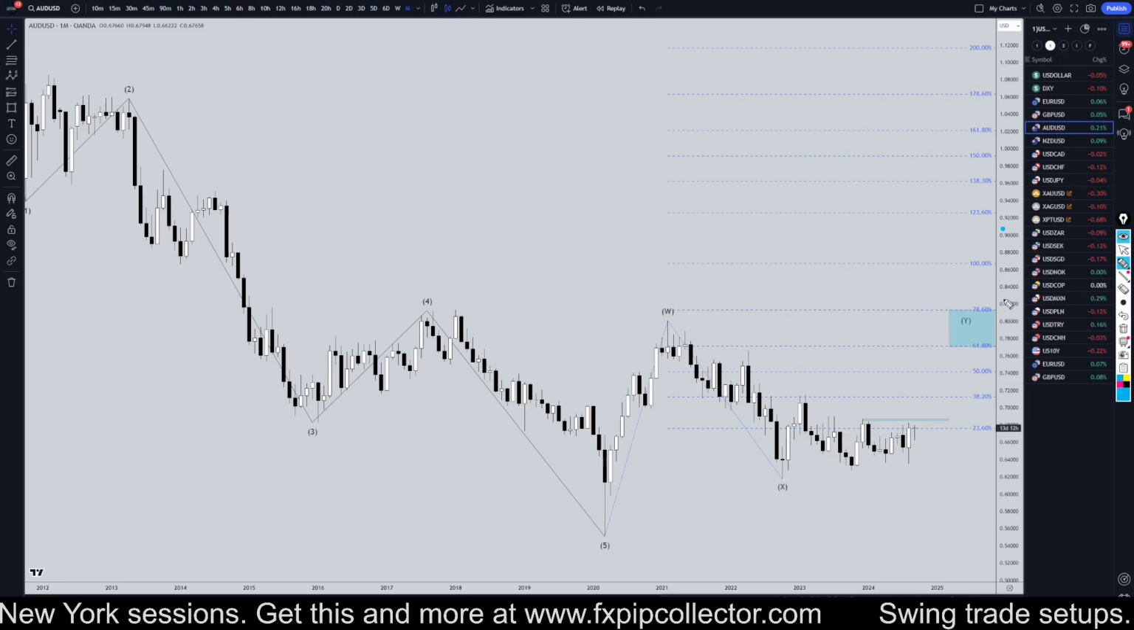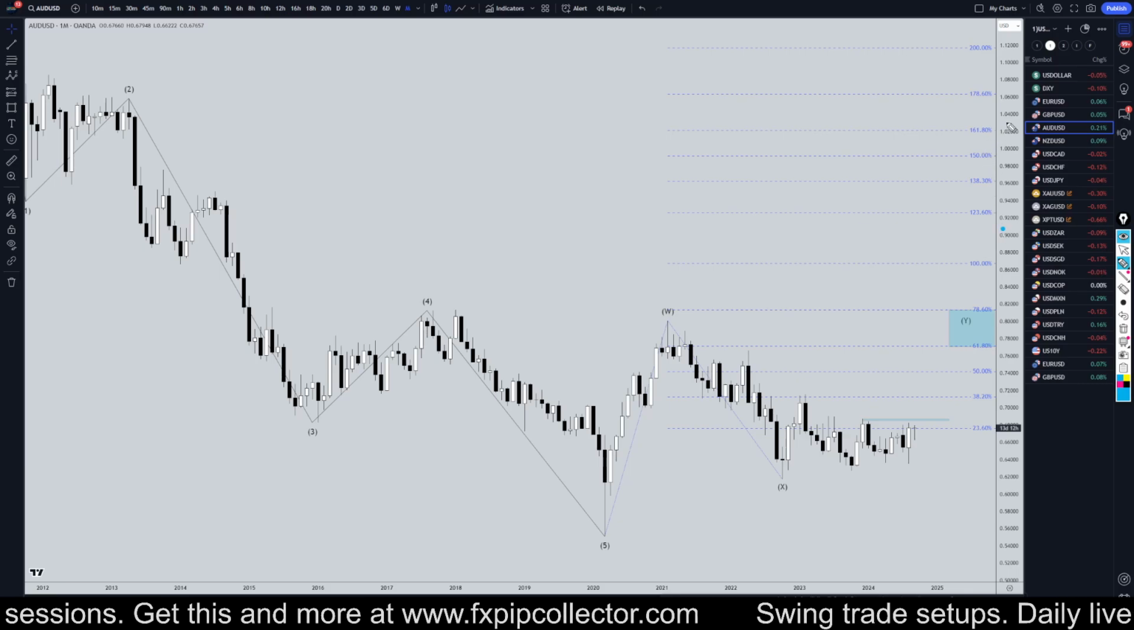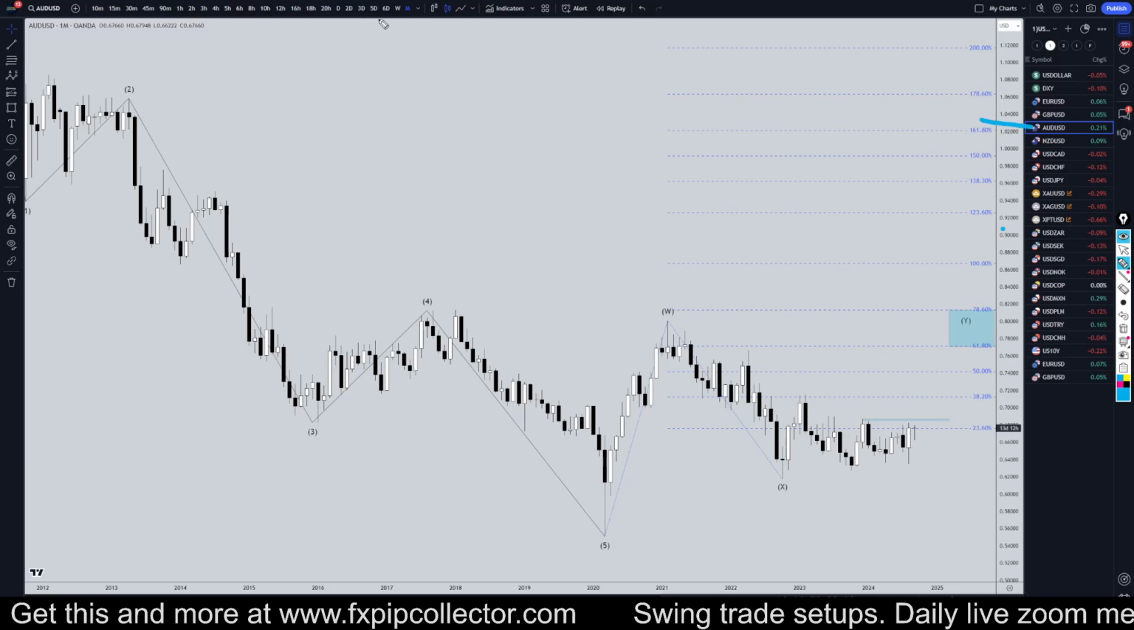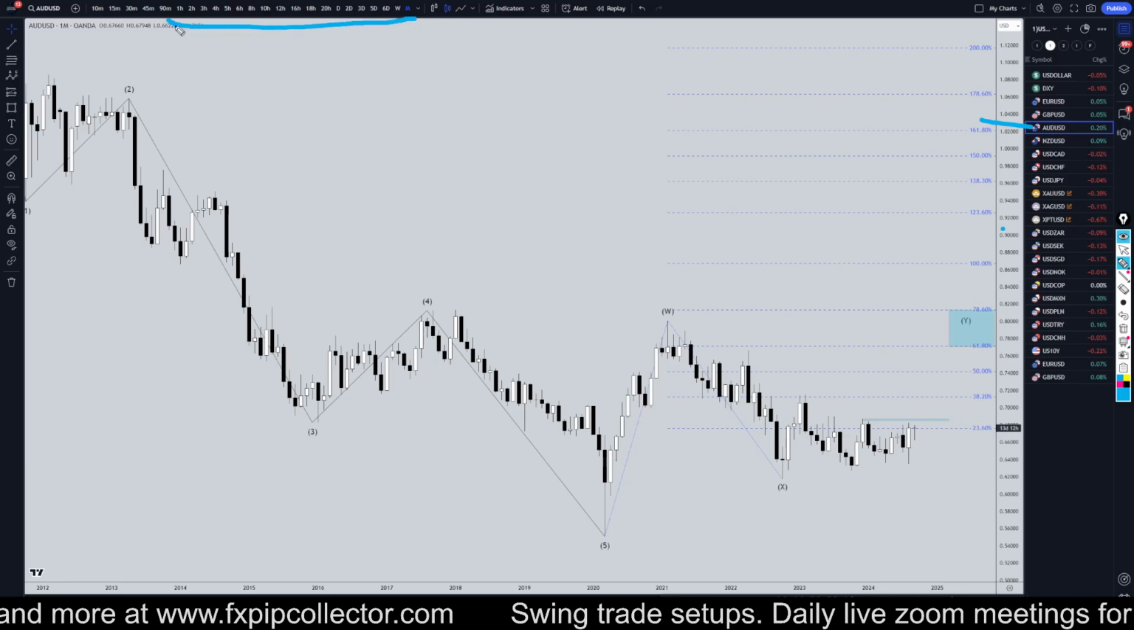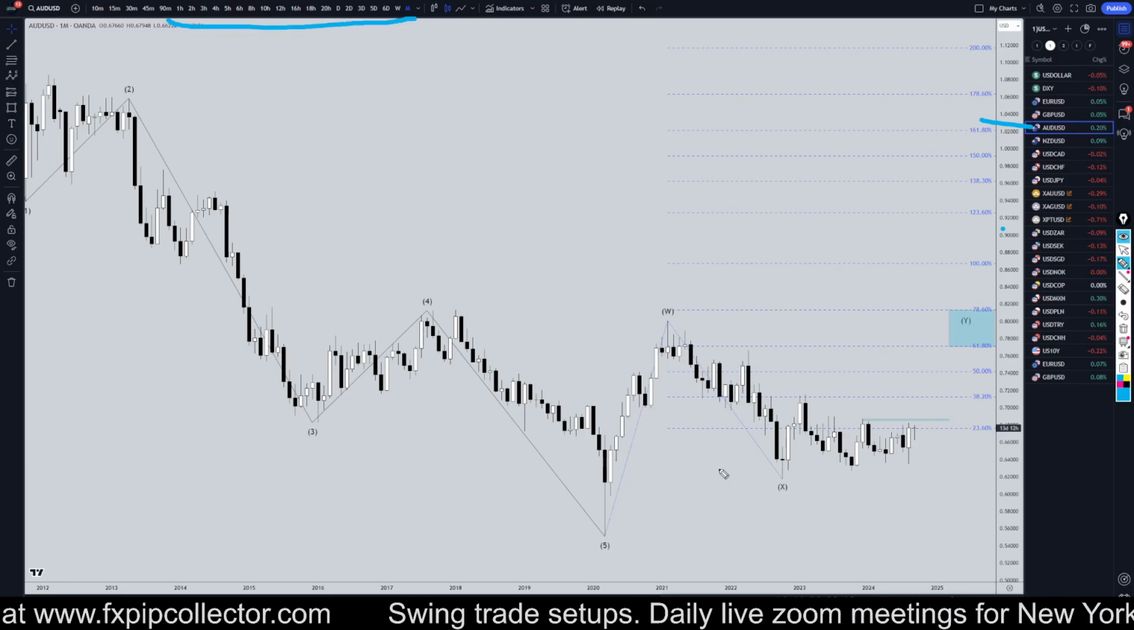Today is Tuesday, September 17th, and I'm going to be analyzing the Aussie US dollar, starting on the monthly, working my way all the way down to the 1 hour time frame for the full top-down analysis.